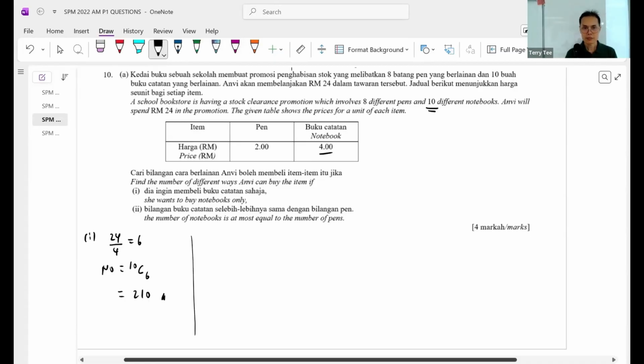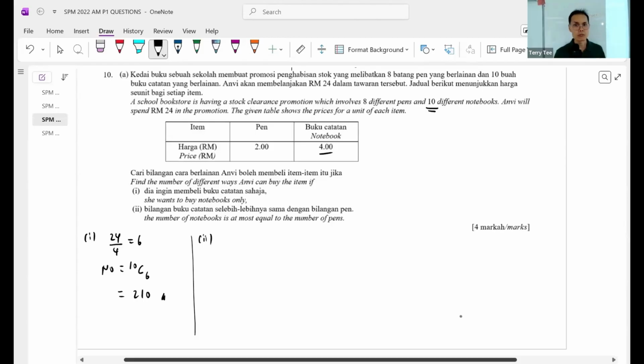Okay, that is part 1. Okay, part 2. The number of notebooks is at most equal to the number of pens. Now imagine this, you've got 24 ringgit. You want to buy pens and notebooks.